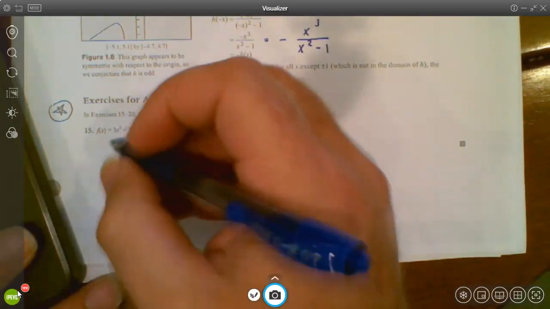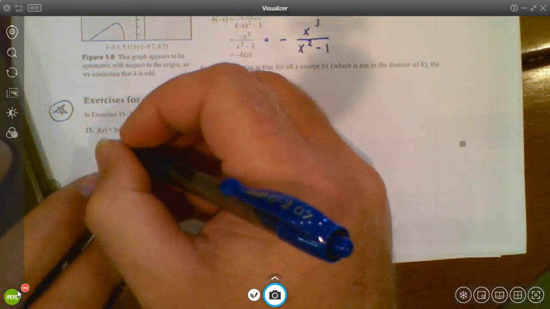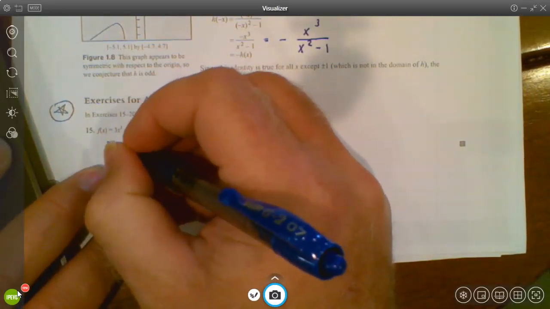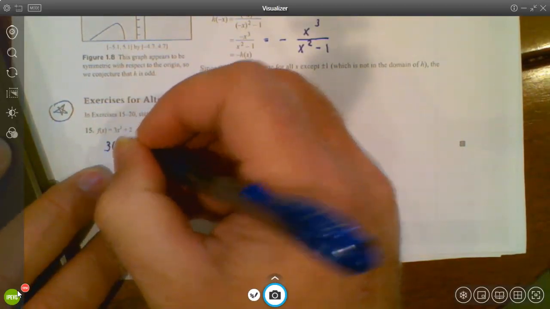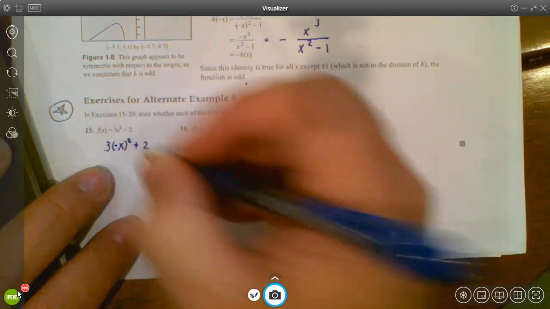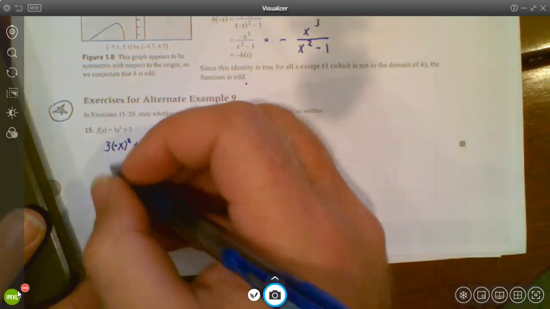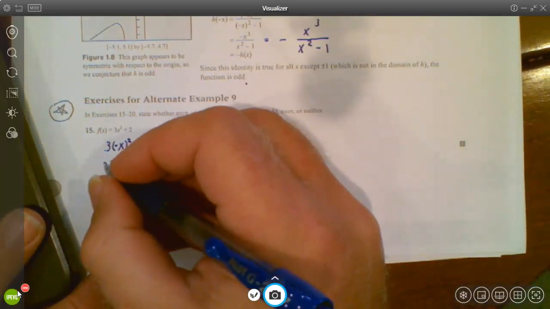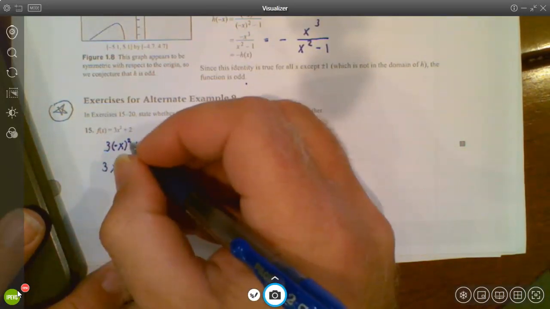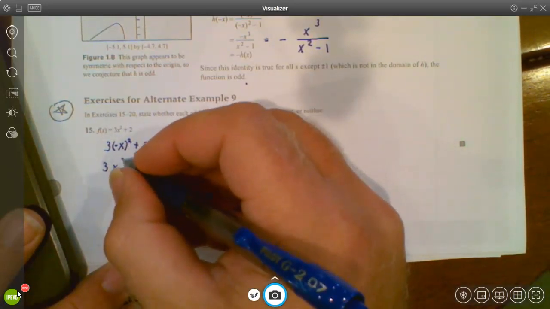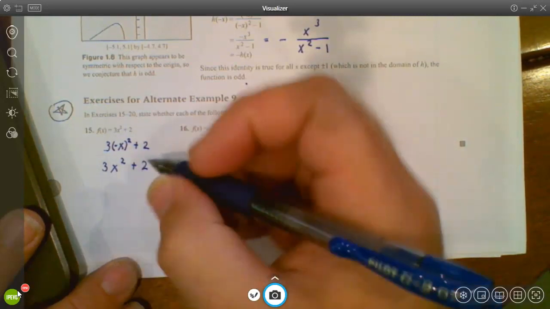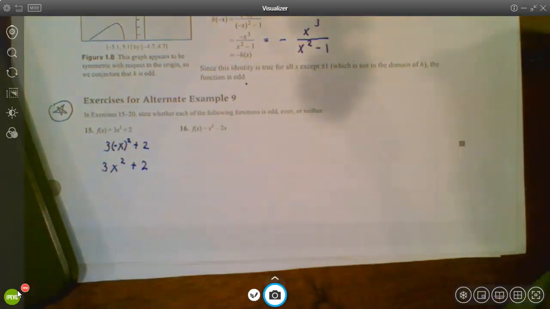So on this first one, if you replace x with negative x, do you come out with the exact same thing that we started with? And you can see that we do, because it's an even exponent, still 3x squared plus 2, so we get back exactly what we started with, therefore it's an even function.